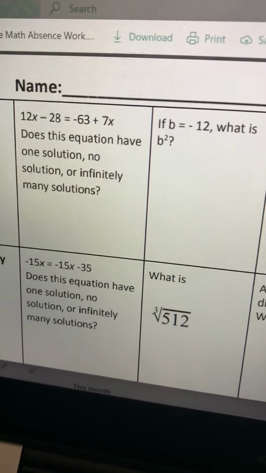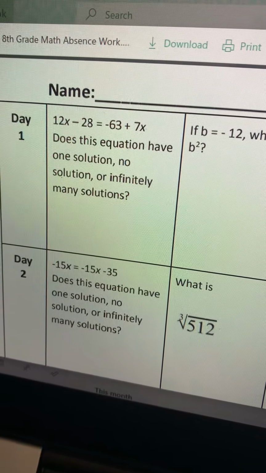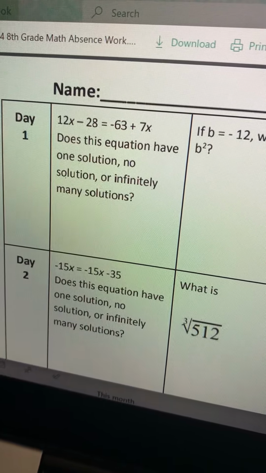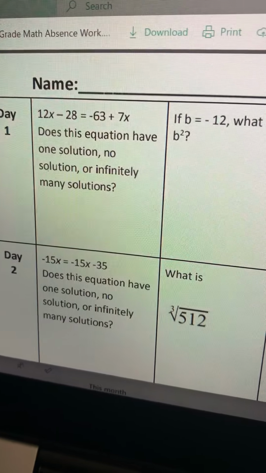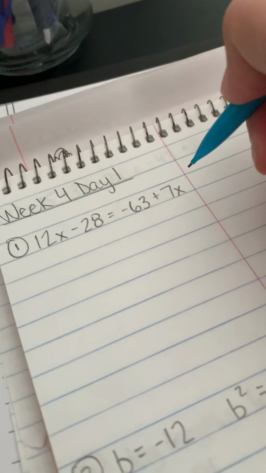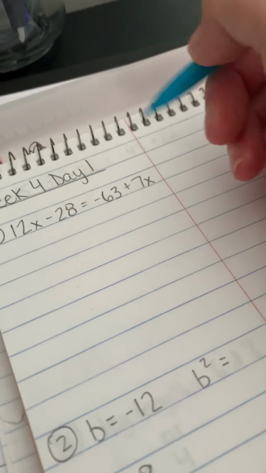Number 1 says 12x minus 28 equals negative 63 plus 7x. Does this equation have one solution, no solution, or infinitely many solutions? The only way for me to tell this is to actually work it out and see. You cannot look at a problem. Most problems you cannot look at and decipher one, many, or none without working it out.